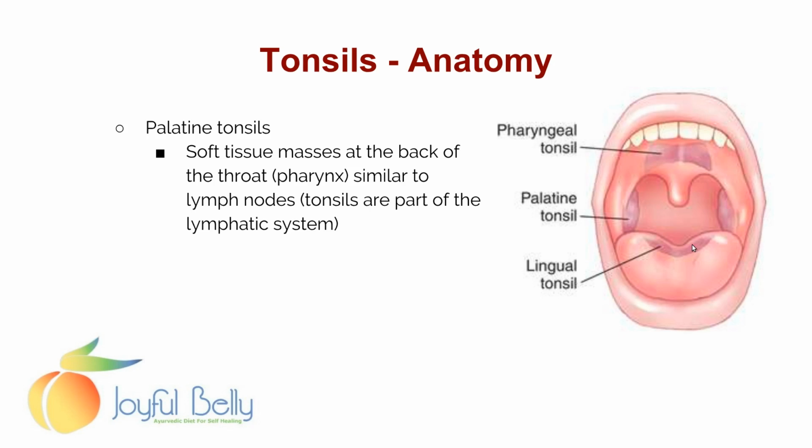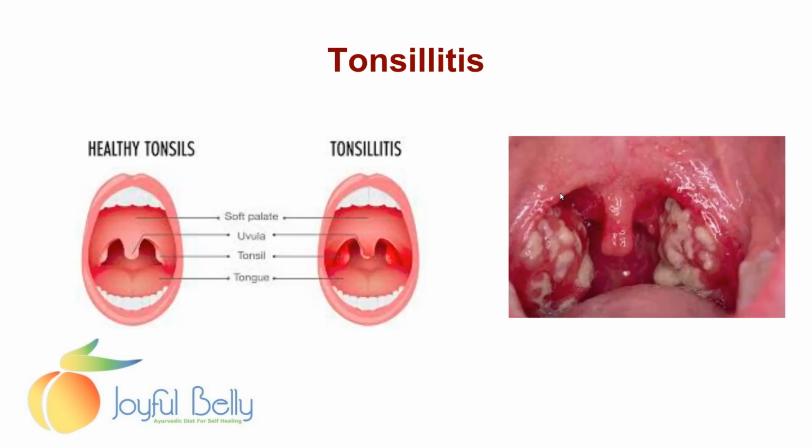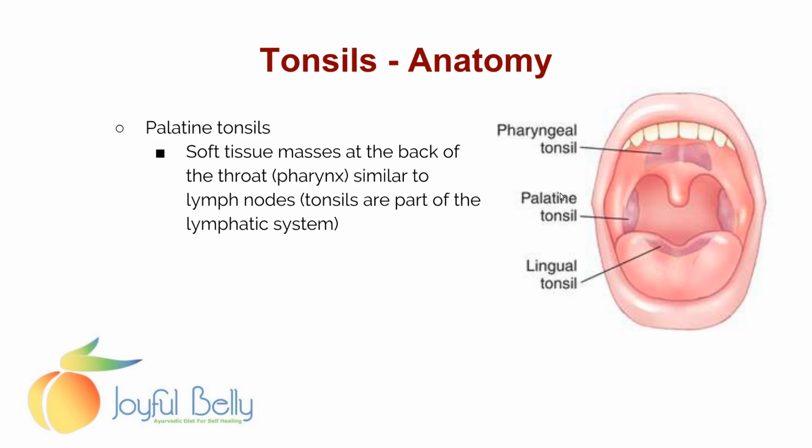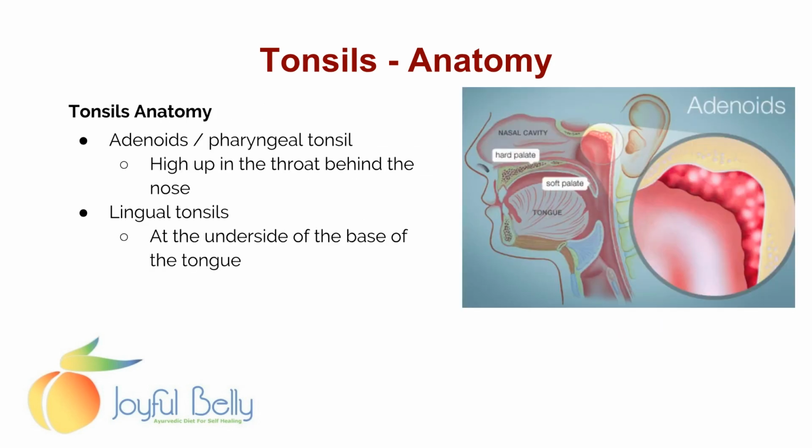Tonsils are soft tissue masses at the back of the throat, and they're very similar to lymph nodes. In fact, tonsils are a part of the lymphatic system, and you see there's 3 of them here: the pharyngeal tonsil, the palatine tonsil, and the lingual tonsil. The palatine tonsil is what we saw in the previous photo, and the pharyngeal tonsil is high up in the back of the throat. It's also known as the adenoids, and this tonsil is really guarding over the nasal cavity. The palatine tonsil is sort of guarding over the mouth, and the lingual tonsil over the mouth as well.